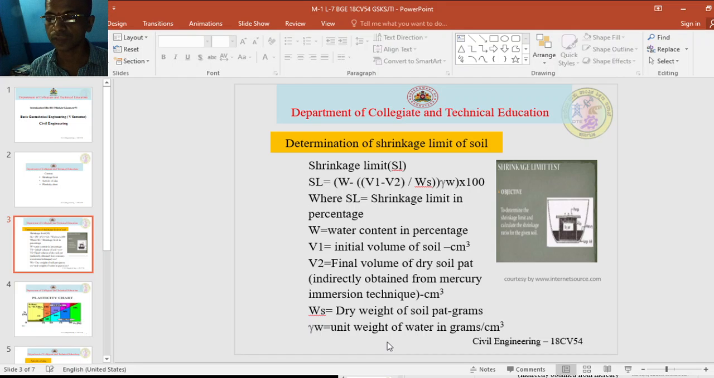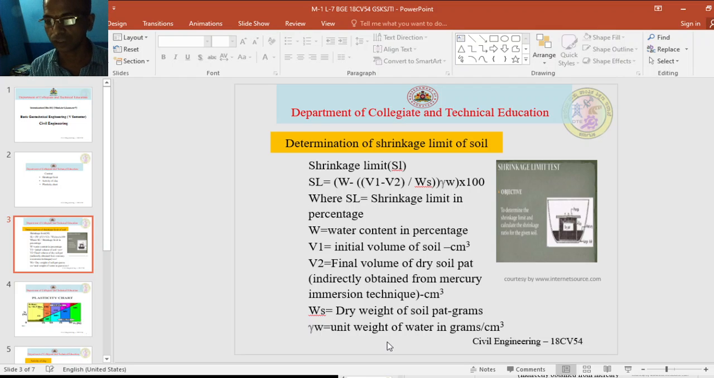Next, keep that wet soil pat with the cup for air drying for 1 day. Next day, come and observe. If multiple cracks are observed, then the air has not been released during sample preparation, so you have to discard the test and prepare a new pat.